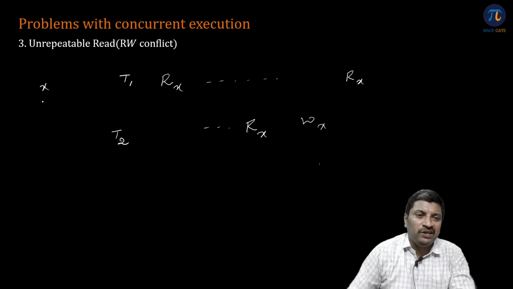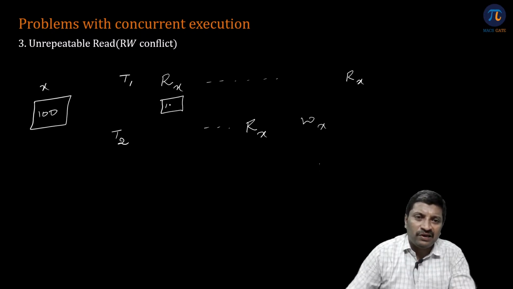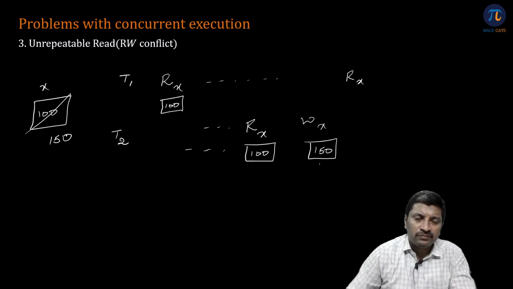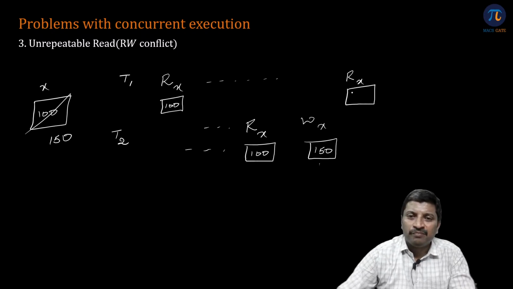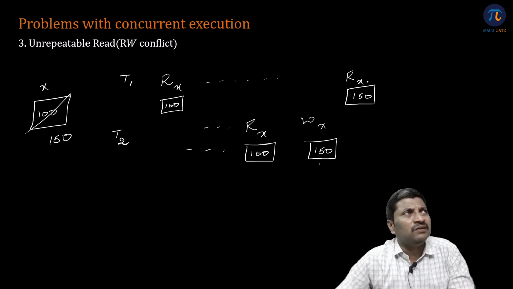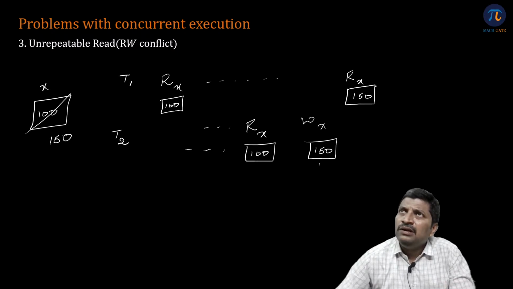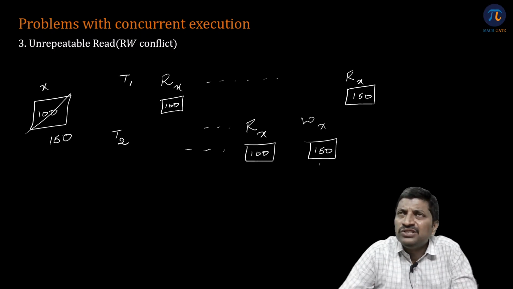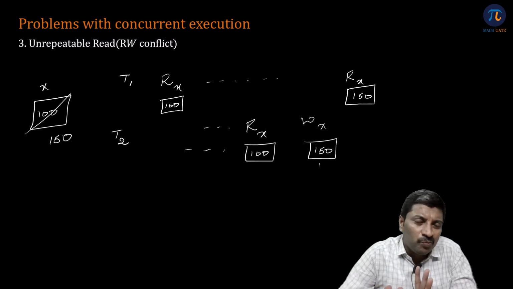Assume initially the X value is 100. So T1 has taken the value of 100. Then T2 also takes the value of 100. Suppose T2 modifies it to 150. When T1 reads for the second time, how much is it getting? 150. Then it will have a dilemma, whether it is 100 or 150. Have I done anything wrong? The first time I read the value I got 100, and now I am getting 150. What happened? That is unrepeatable read. Hope you understood it.